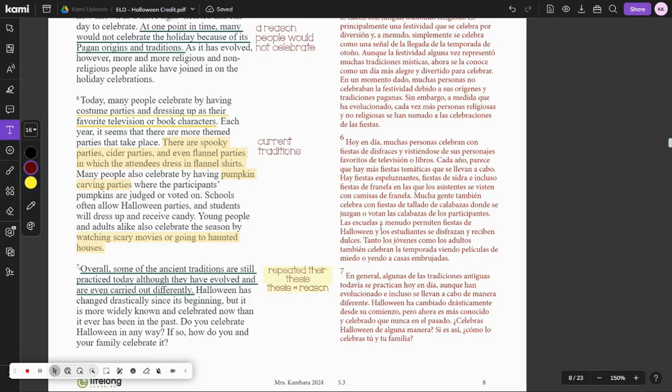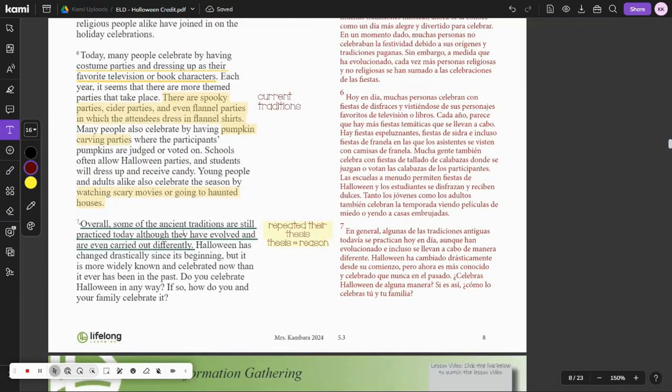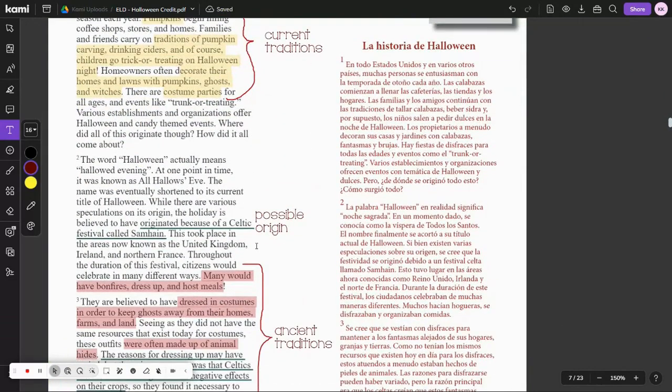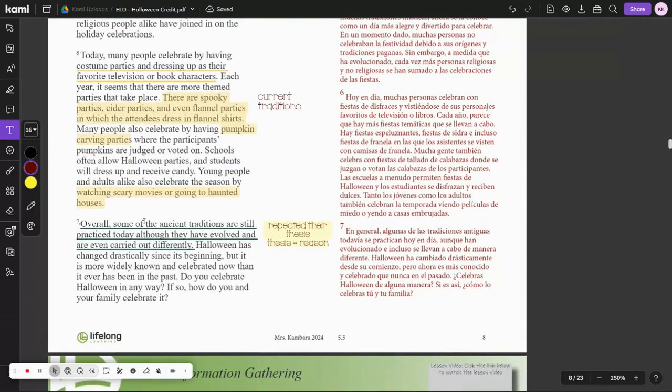Lo voy a repetir en español. Cuando estás contestando esta pregunta, está preguntando qué es la primera razón que escribieron la lectura. So, normalmente tú puedes ver el thesis, que es la razón de escribirlo, o el argumento que están tratando contestar. Right? So, aquí están repitiendo su thesis. Remember, thesis es la razón de escribirlo. So, dice, en general, algunas de las tradiciones antiguas todavía se practican hoy en día, aunque han evolucionado e incluso se llevan a cabo de manera diferente. So, esto es su razón.